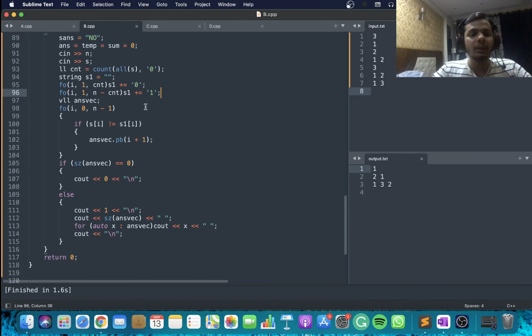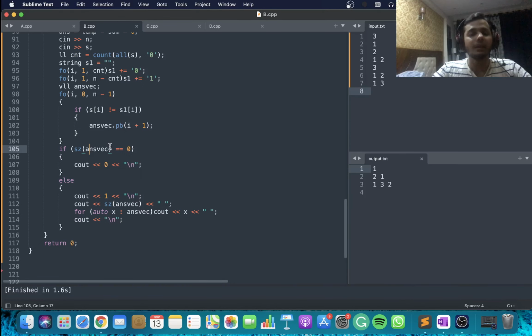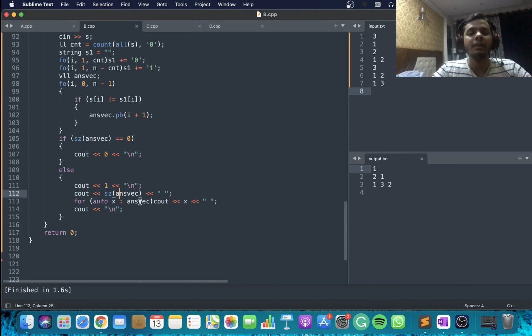So what I'm doing here is that if the position is not already correct for an element, I'm pushing it into my answer vector. And if the size of my answer vector is 0, then the answer would just be 0. Otherwise, the answer would be 1, and I will output all the elements in my answer vector, and that would do the job for me. So this is it for problem B. Let's move on to the next problem now.